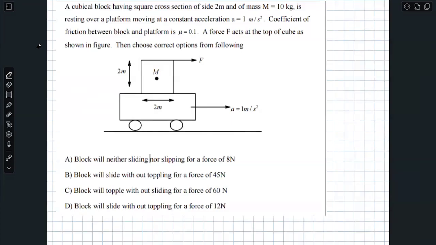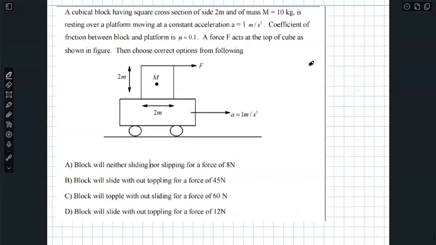Now, what makes this topple? That's the first question. You should start with that approach. What makes it topple? Unless you have some idea why it is happening, you cannot do the question properly. You need to know what makes it topple, right?